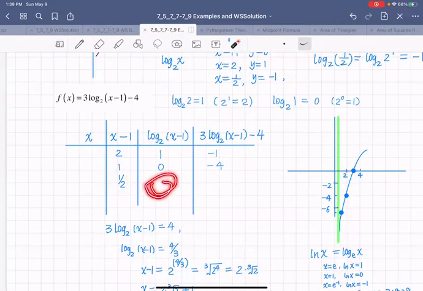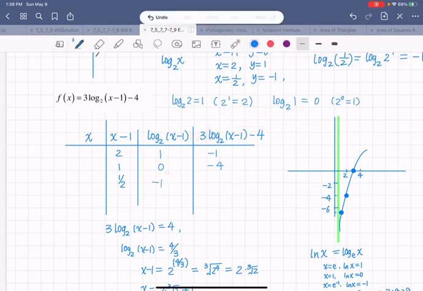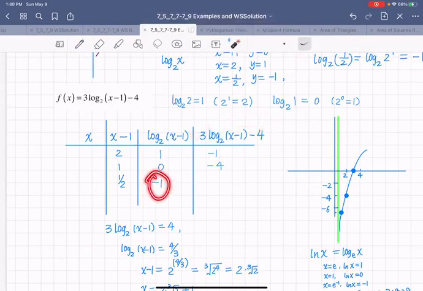What should I put here? Is it -1? Very good, because 2 to the power -1 is 1/2. That's why here is -1, okay? And then this is -1. Plug in here, how much? -7.